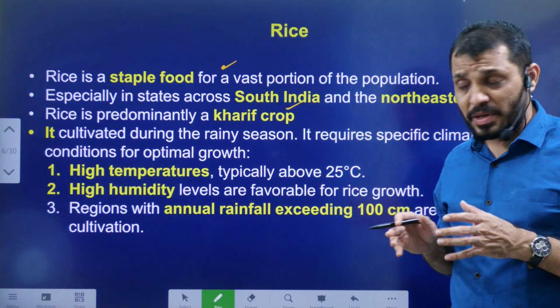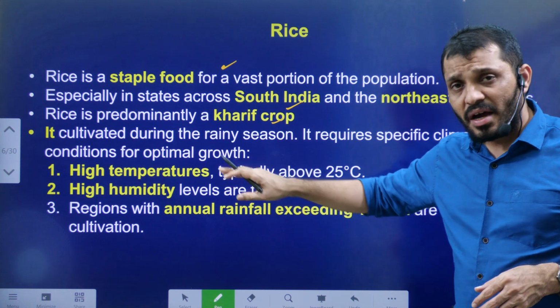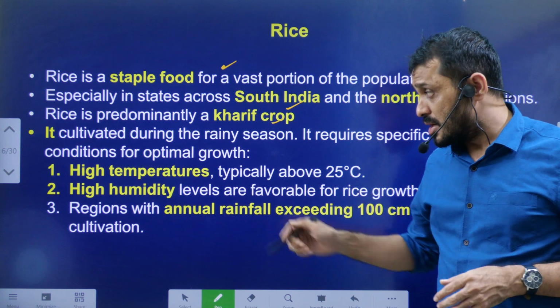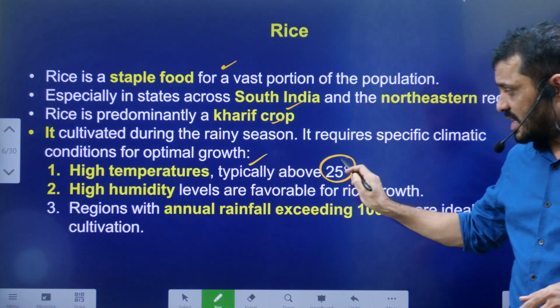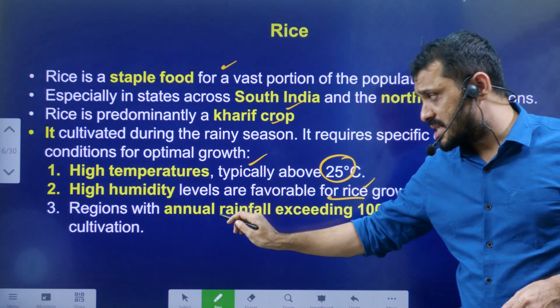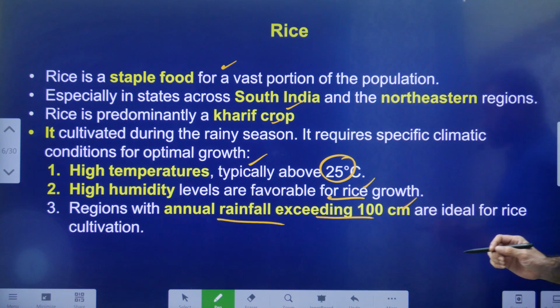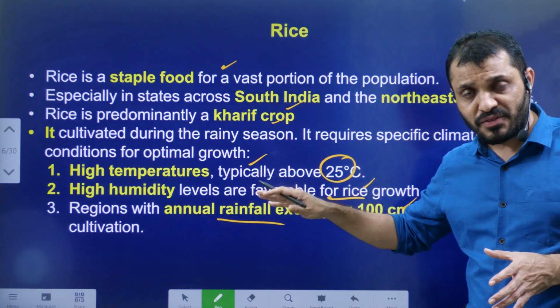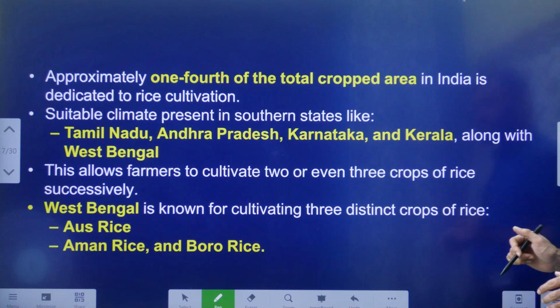And rice is majorly a kharif crop. For the growing of rice, it requires three normal climate conditions. One is high temperature, which is generally about 25 degrees, high humidity, and annual rainfall should exceed 100 centimeters. These are the three conditions required for the cultivation of rice.